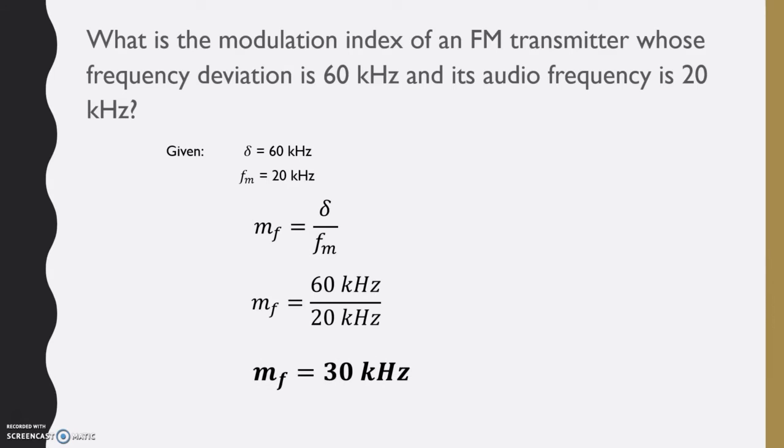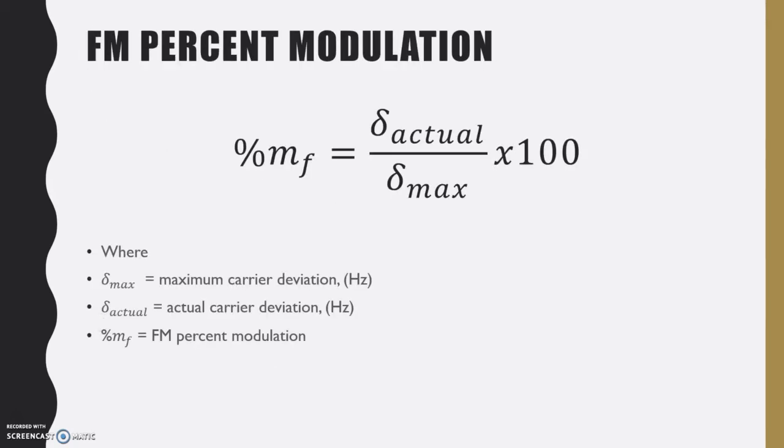And now, let's proceed to the last topic that I will discuss. The last topic is all about the FM percent modulation. In here, we will see the equation of the FM percent modulation, where the delta max is the maximum carrier deviation, delta actual is the actual carrier deviation, and the percent m sub f is the FM percent modulation.